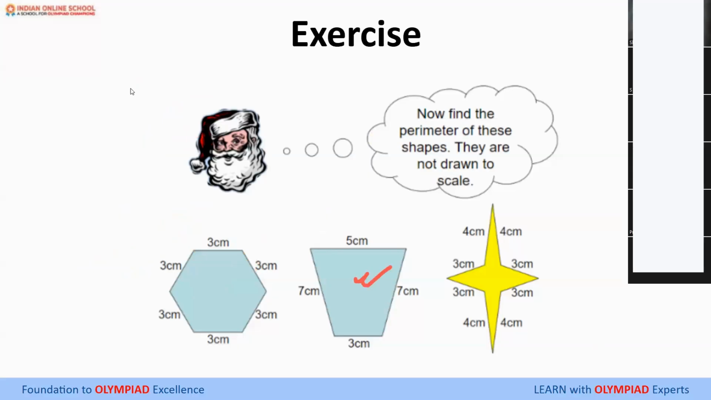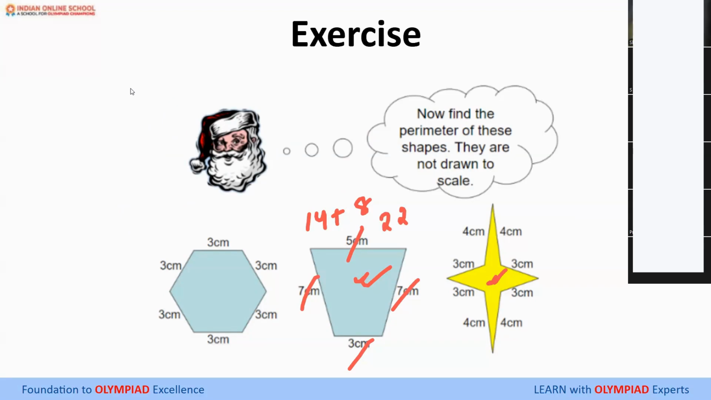Karthik, what's the perimeter of the second one? Ma'am, 22 cm. 22 cm, very good. 7, 7 is 14, 14 and 8. 5 plus 3 is 8. So 7, 7, 14, 14 plus 8. Okay, everyone? That's 22.